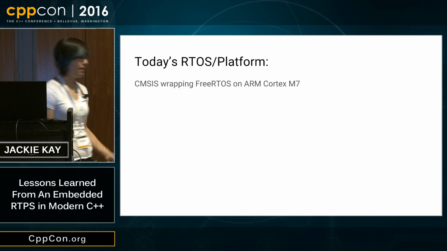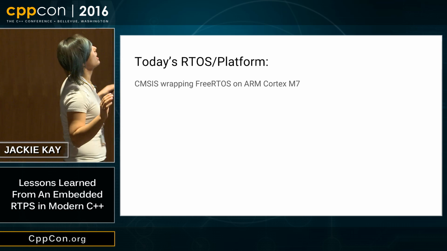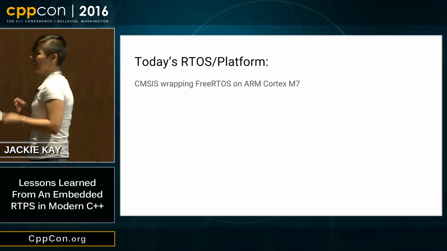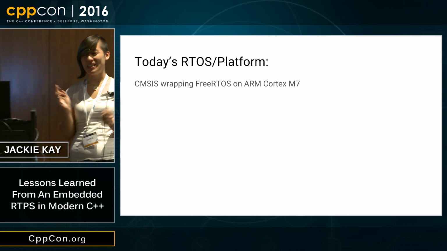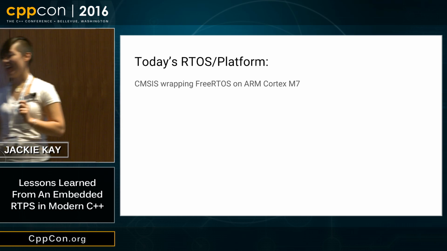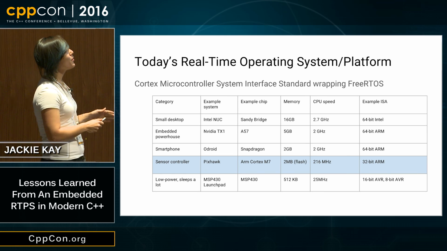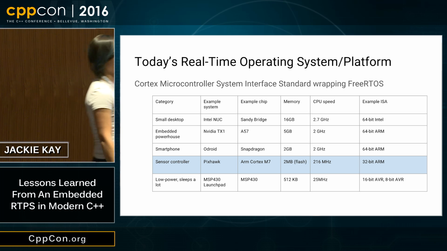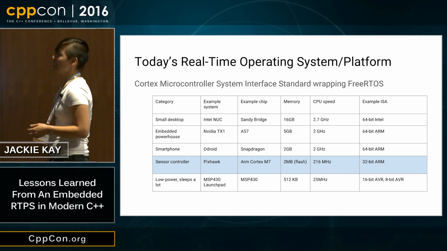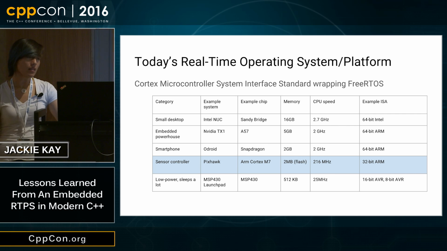Okay. Just to keep things really specific, when it's relevant to talk about specific hardware and a specific RTOS today, we're going to talk about CMSIS wrapping FreeRTOS on the ARM Cortex-M7. To expand that out, CMSIS is a wrapper around different real-time operating systems that ARM made for the Cortex-M family. And as I said before, we're going to focus on that class because it's useful for robotics.